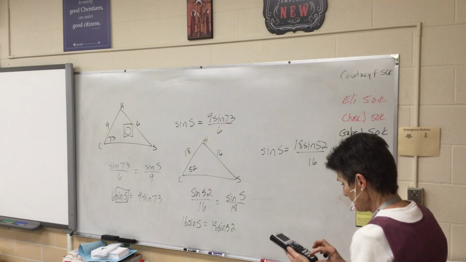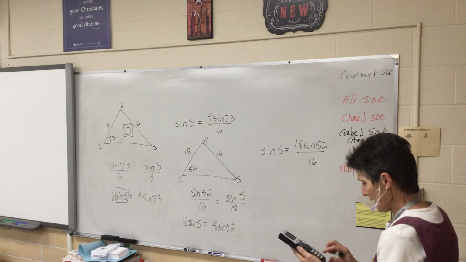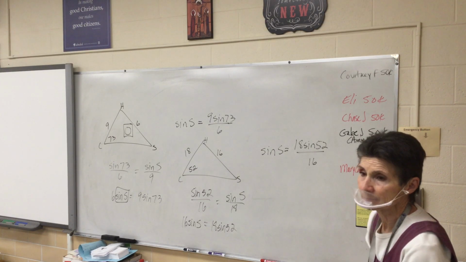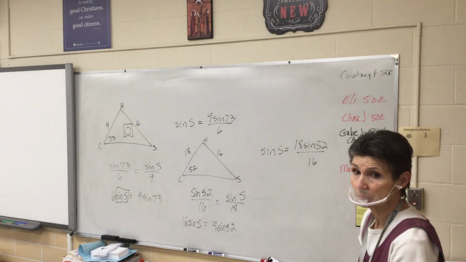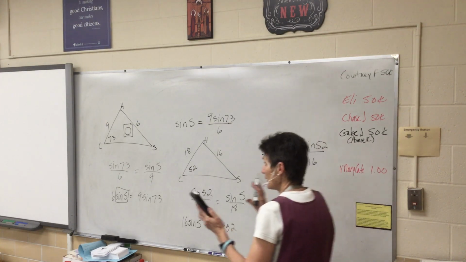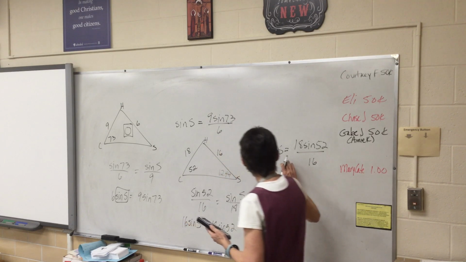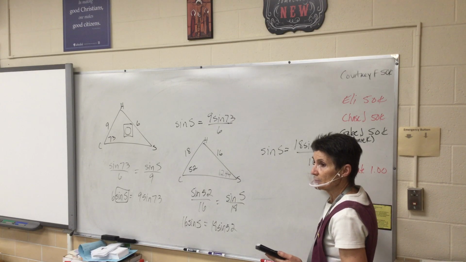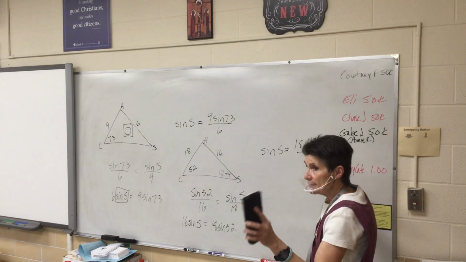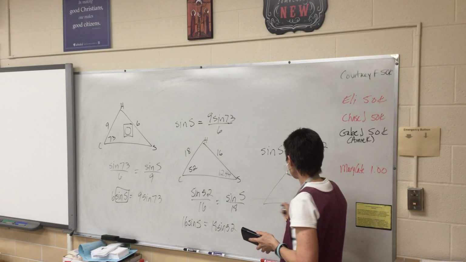18 sine 52 divided by 16. Did you get an answer to that? I did. I got 62.44. All right, so wait, that changes things now. So 62.44, that's what I got when I second signed this thing right here. Okay? Now, I have to redraw my picture.